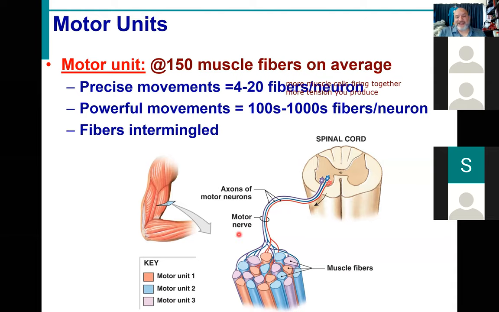What would be the advantage of having similar size motor units like this? I mean, everything we've talked about makes perfect sense, but then why have motor units that are the same size? Everybody's asleep. All right, well, let me give you back. Part of it would be greater tension, but it's more than that as well.